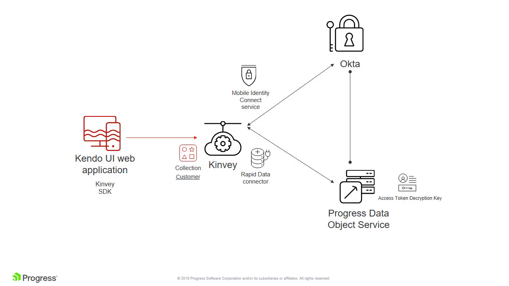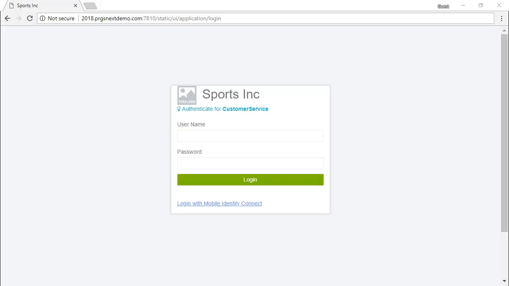To prepare for this demonstration, we have already created a Kendo UI client application that we have hosted in a Progress Application Server for OpenEdge instance. This web application internally uses our customer collection. We have also customized the login page to include an option to sign in via our Kinvey MIC service. Let's test what happens when we launch this application.